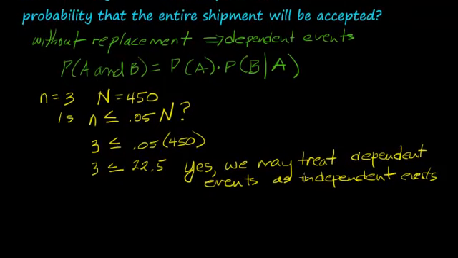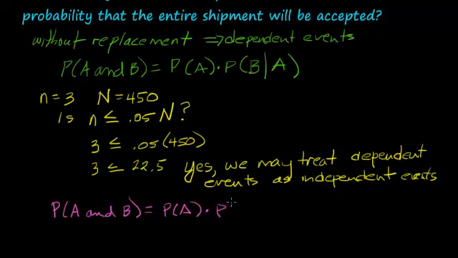Okay, so if that's the case, then now our calculation changes to a with replacement situation where we will calculate the probability of A and B as the probability of A times the probability of B, because there's no condition. We're treating them as though they are independent events. Alright, that decision's been made, and what we know now is this is going to be an easier calculation because we don't have to worry about conditional probability.